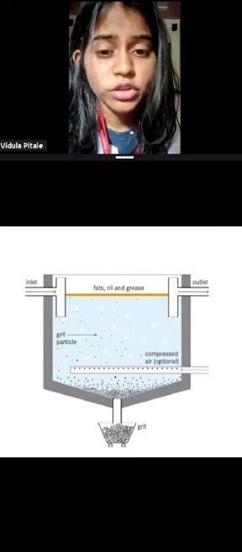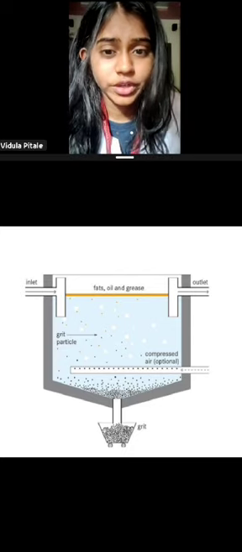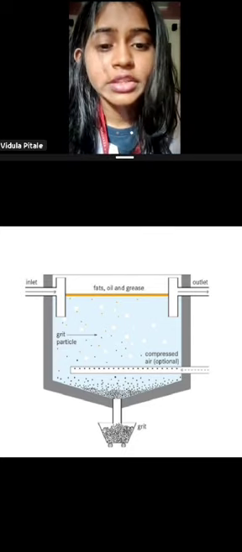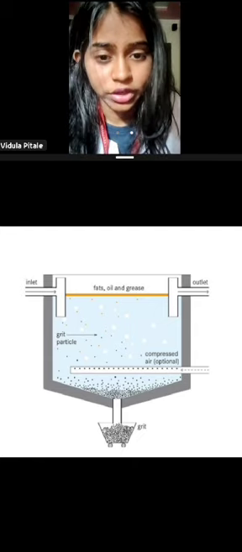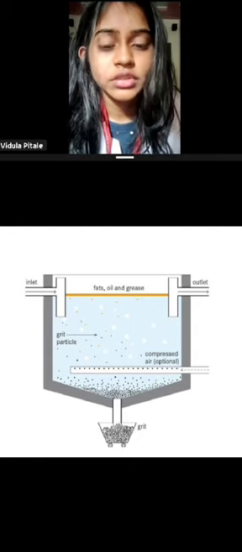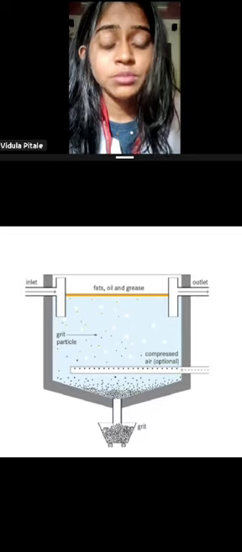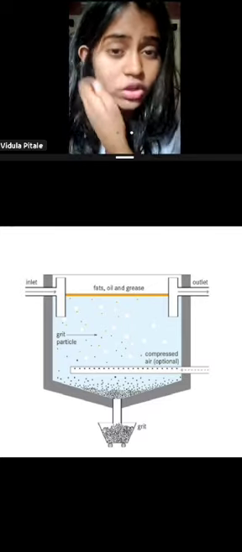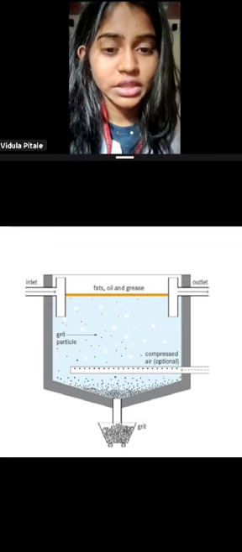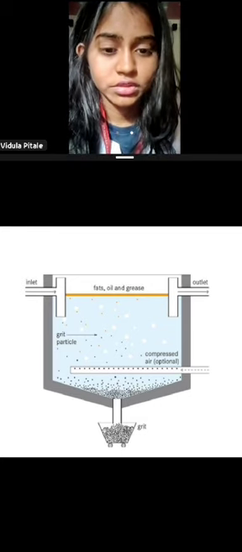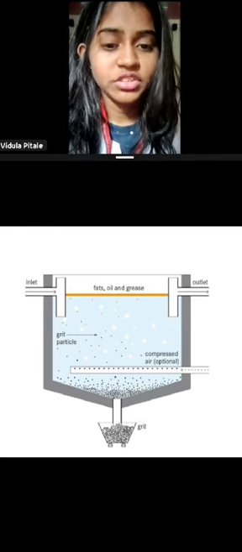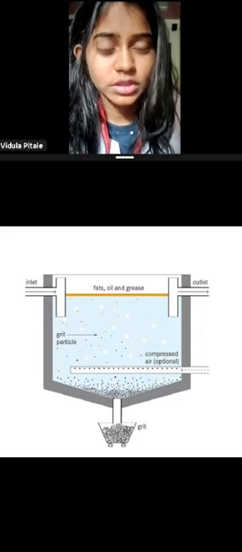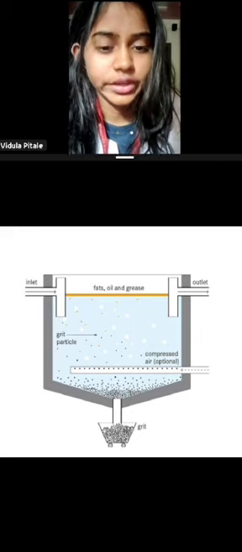This is the rough diagram for sewage water treatment, which includes the inlet, the container, the grit, and the outlet. In this diagram, sewage water comes inside the container through the inlet, and there is a layer of fat, oils, and grease, in which grit particles are present. There is compressed air, which is optional, and then the sewage water is discarded through the outlet.